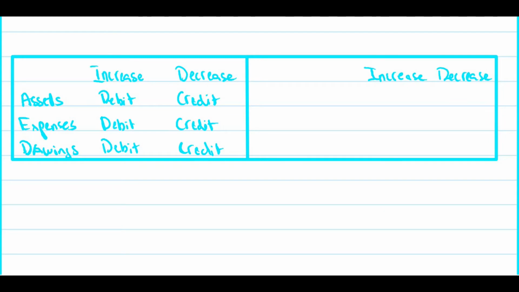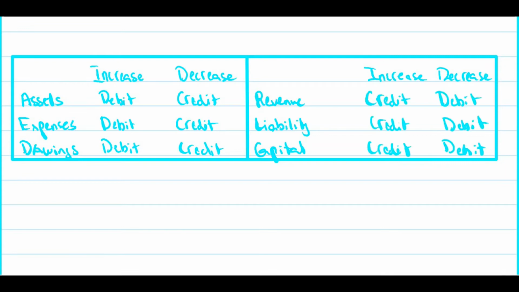Now let's move on to the other category, which is revenue, liability, and capital. An increase in revenue, liability, and capital would be credit, whereas a decrease in revenue, liability, and capital would be debited. Now, in order to fully understand this concept, let's go through a question.